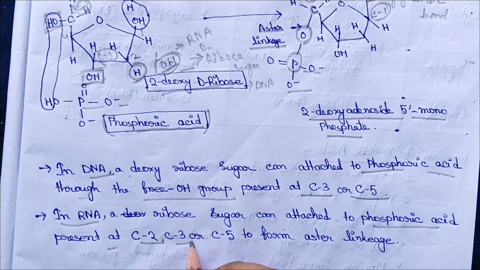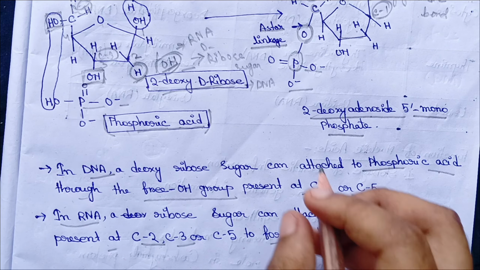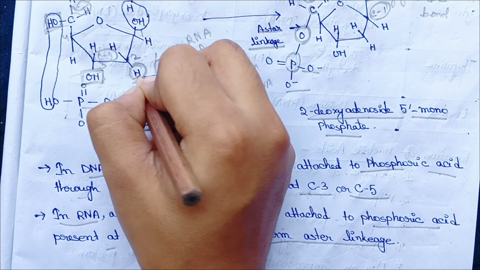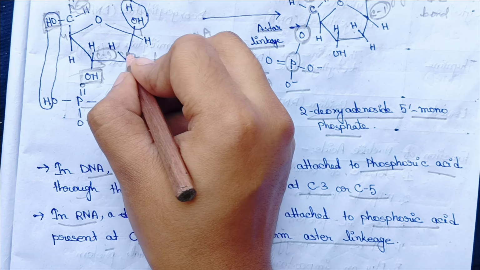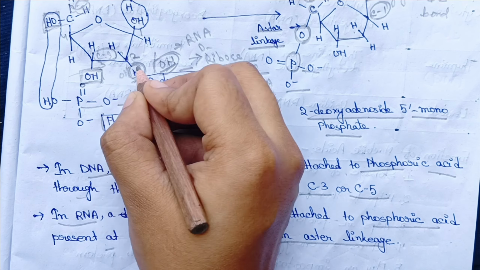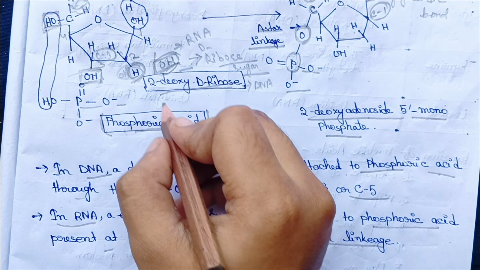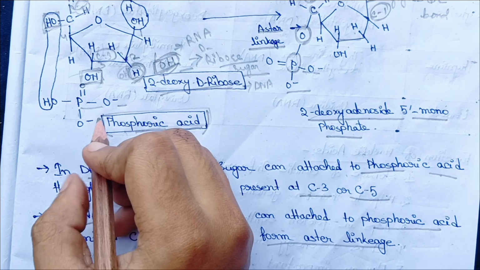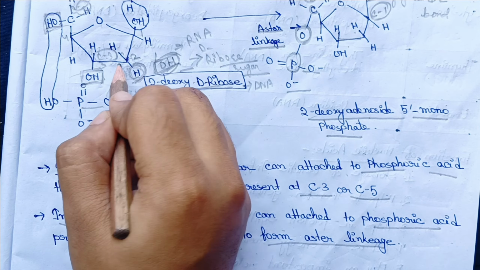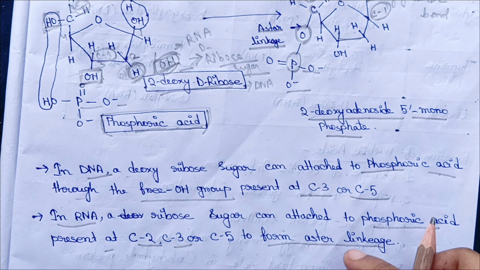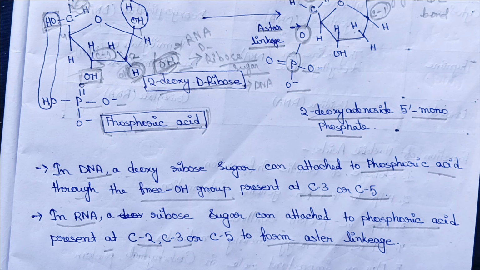C3 and C5 to form an ester linkage. You can see that if this is a D-ribose sugar, in the C2 position there is also an OH group present. So this OH group is a free OH group that can also bind with the phosphoric acid. So in RNA structure, at C2, C3 and C5, the phosphoric acid can bind with the sugar molecules.